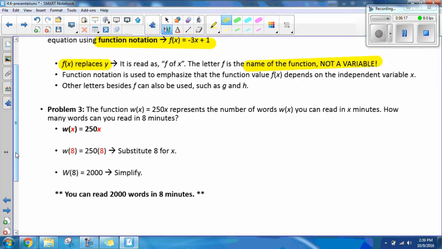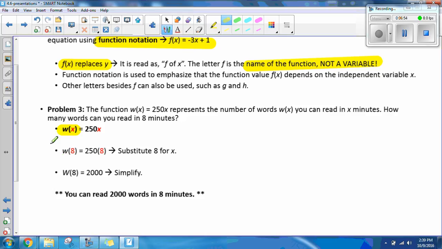Problem 3. The function w of x equals 250 times x represents the number of words w of x, the function w of x, you can read in x minutes. How many words can you read in 8 minutes? So again, we use our function notation. This is the function w of x, meaning our x is the independent variable in the function w, equals 250x.